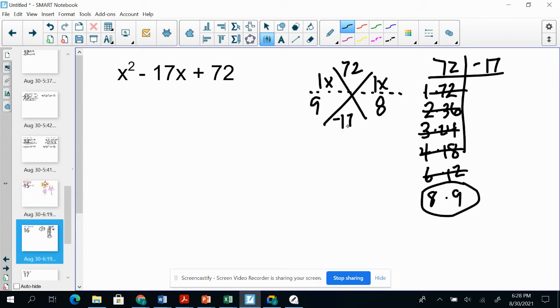So 17 is negative, 72 is positive. If I multiply a negative times a negative, I still get that positive, and then when I add those together, that gives me that negative 17. So this not fraction is not reducible because that's a 1. So our first factor is x minus 9. And again, not fraction is not reducible. So that's x minus 8. And so these are our factors.